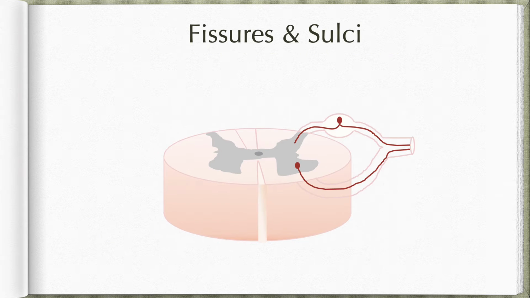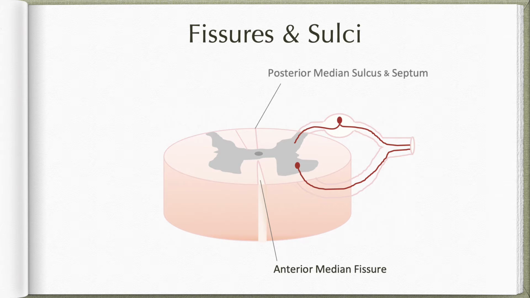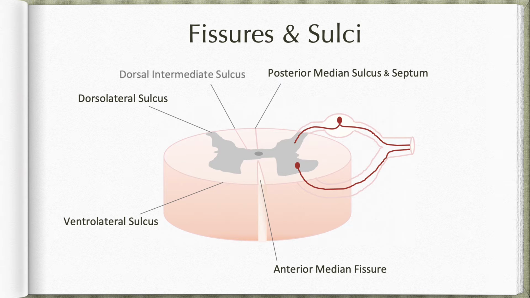Let us see the fissures and sulci on the surface of spinal cord. There is an anterior median fissure and a posterior median sulcus which sends in a septum. These two will divide the spinal cord into right and left halves. Then we have a dorsolateral sulcus which marks the site of attachment of dorsal roots and a ventrolateral sulcus which marks the site of attachment of ventral roots. Plus, in the upper half of the spinal cord, we also see a dorsal intermediate sulcus which is between the posterior median and dorsolateral sulcus.